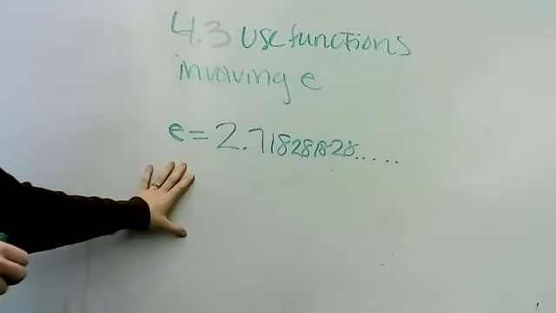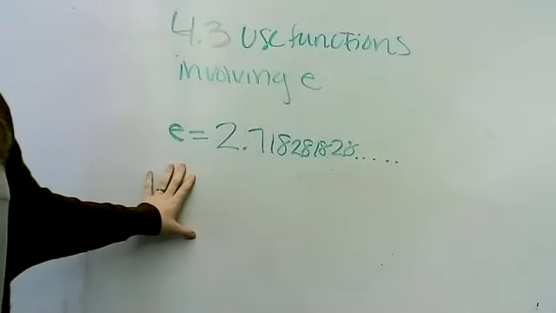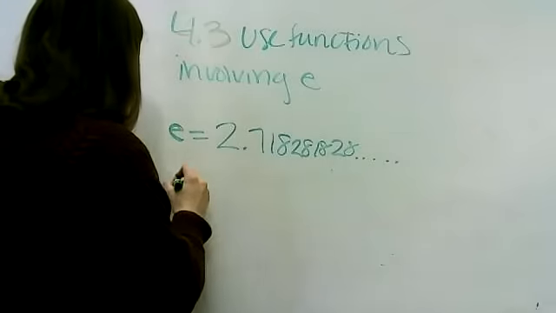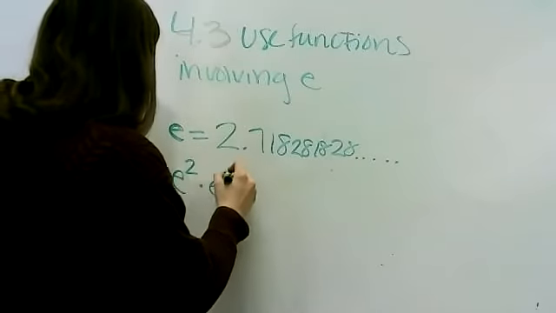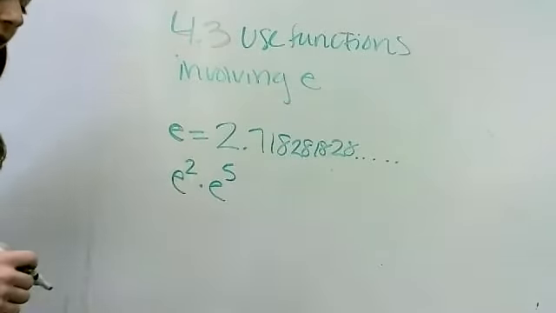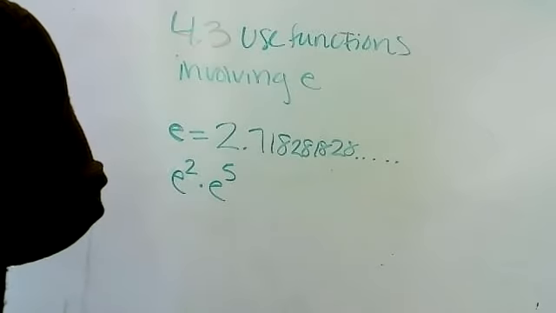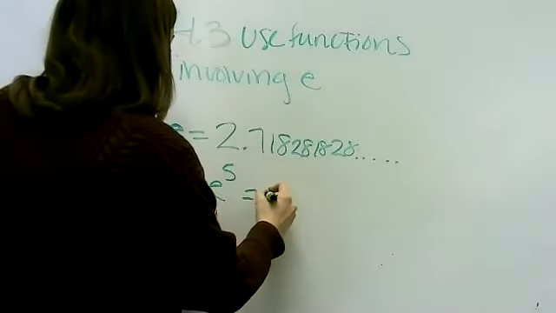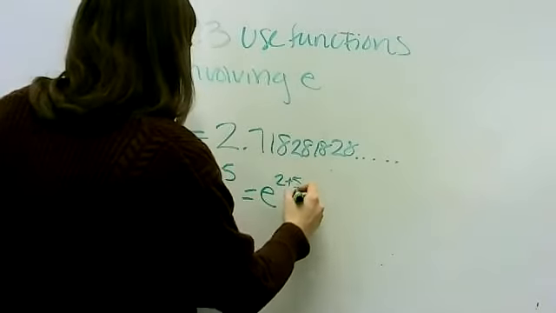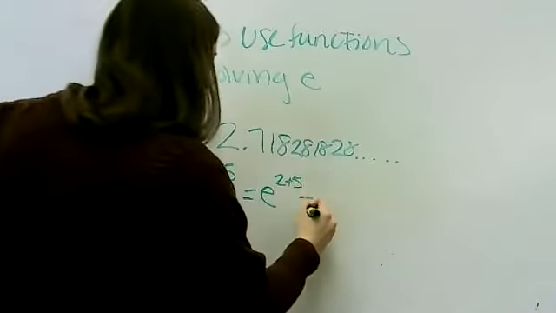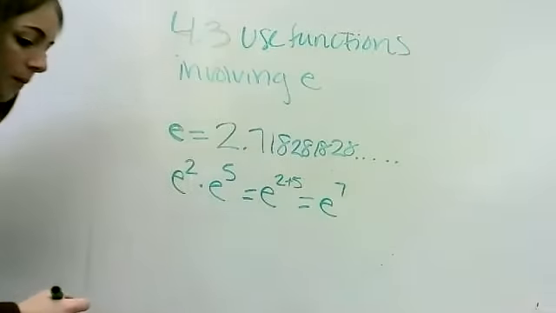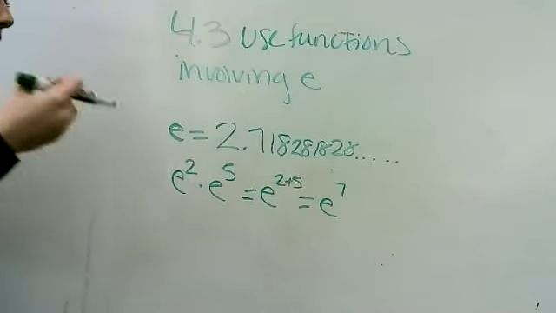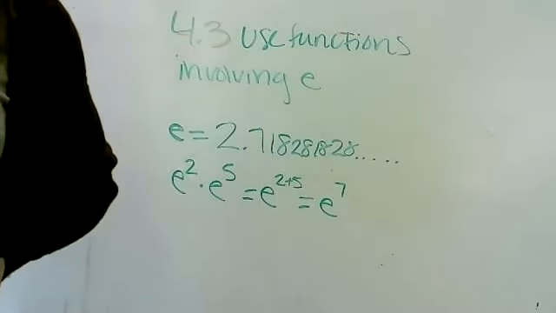So what I want you to remember is that E can be used just like any other variable in math. So let's say I had E to the second times E to the fifth. If E was replaced with the variable X, when you have the same base, you simply add their exponents. So it would become E to the 2 plus 5, or E to the 7th. Okay, let's say I had 5E plus 2E. Right now I'm going to have 7E.